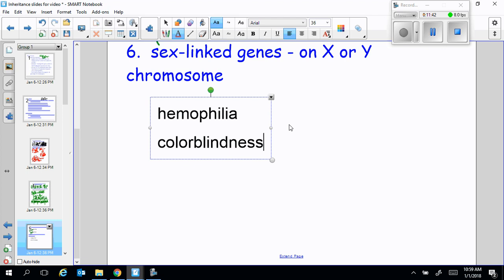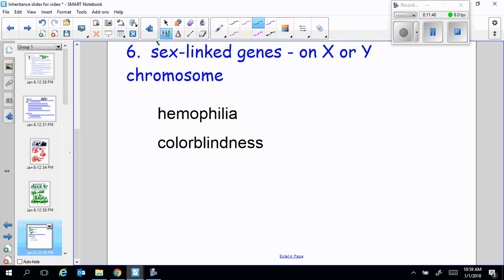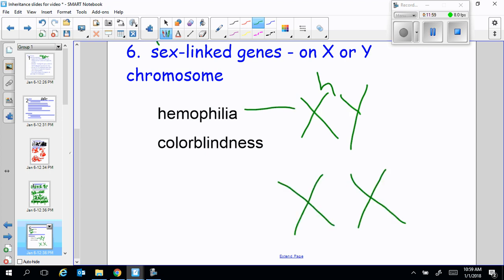They are both examples of a trait that is sex-linked. So if I wanted to draw that, if I'm a male, I'm XY, so I only have one X. If I have a little H on there, I have hemophilia. If I'm a female, I have 2 X's. So in order for me to have hemophilia, I would have had to have inherited both little H's.